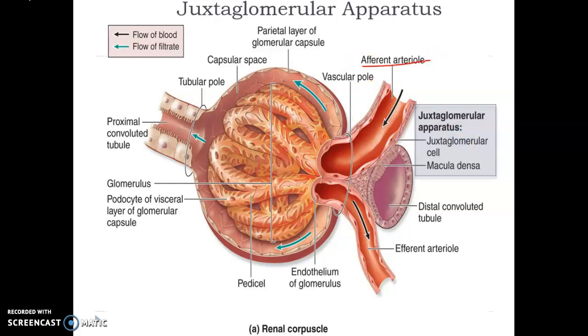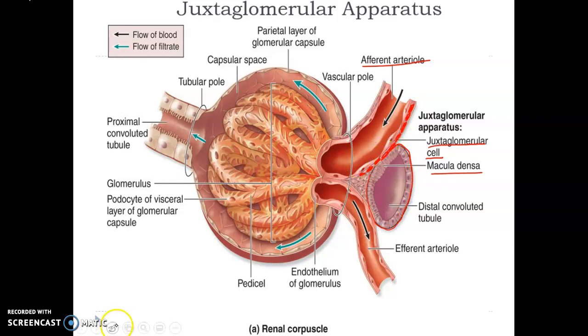Now, the afferent arteriole has these smooth muscle cells surrounding it, and these smooth muscle cells are actually modified, and these smooth muscle cells around the afferent arteriole are called juxtaglomerular cells. These juxtaglomerular cells can talk to another type of cells called macula densa cells. Now, this tube right here, this is the point of kiss, right?